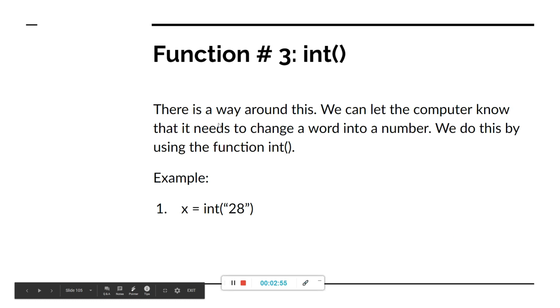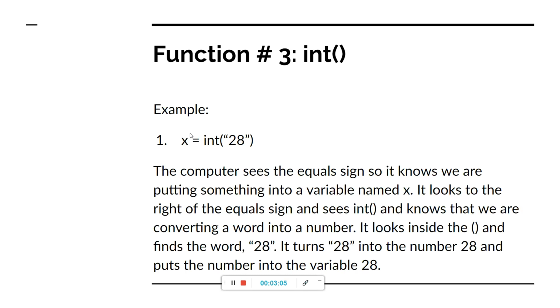There is a way around this though. We can let the computer know that it needs to change a word into a number. We do this by using the function int. So if we look at this example, the computer sees the equal sign, so it knows we're putting something into a variable named x. It looks to the right of the equal sign and sees the function int and knows that we are converting a word into a number. It looks inside the brackets and finds the word 28. It turns the word 28 into the number 28 and then puts the number into the variable x.